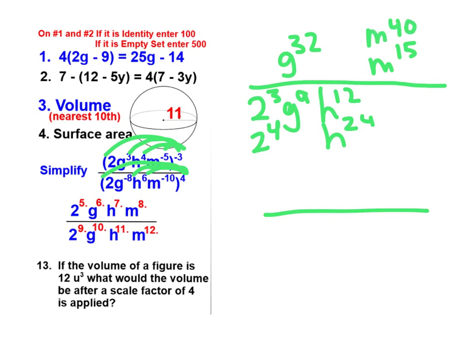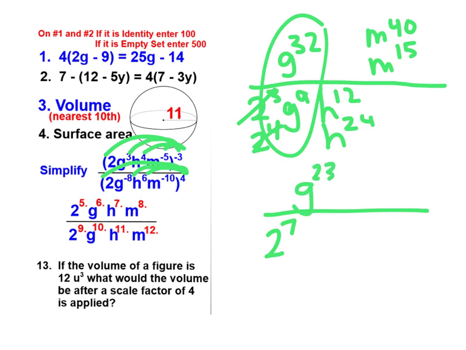So on the bottom, I have 2 to the 7th. That's 2 to the 3rd times 2 to the 4th is 2 to the 7th. Here I have g's on top and bottom. They cancel each other out. The 9 on the bottom is going to knock out 9 on the top, and so you're left with 23, so g to the 23rd on the top. On the bottom, I have h to the 36th. Multiply these two together, h to the 12th times h to the 24th. We add those exponents. And then on the top, I have m to the 55th.